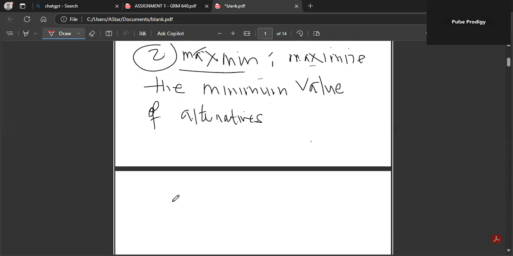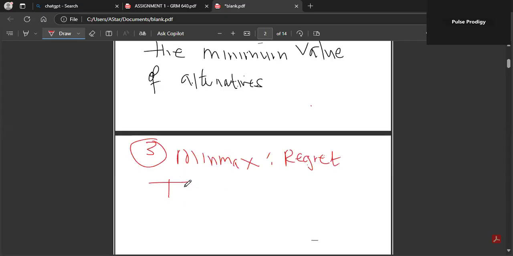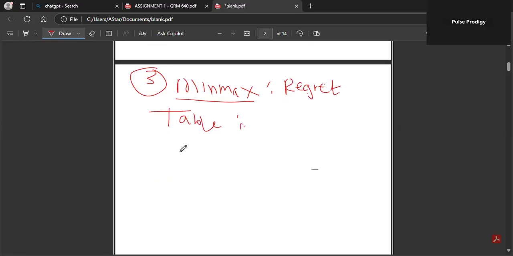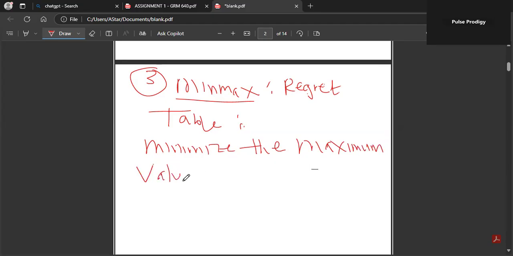All right. Then we have the other one called minimax. This is also called the regret table. So regret table, this means, okay, minimize the maximum value of alternatives.